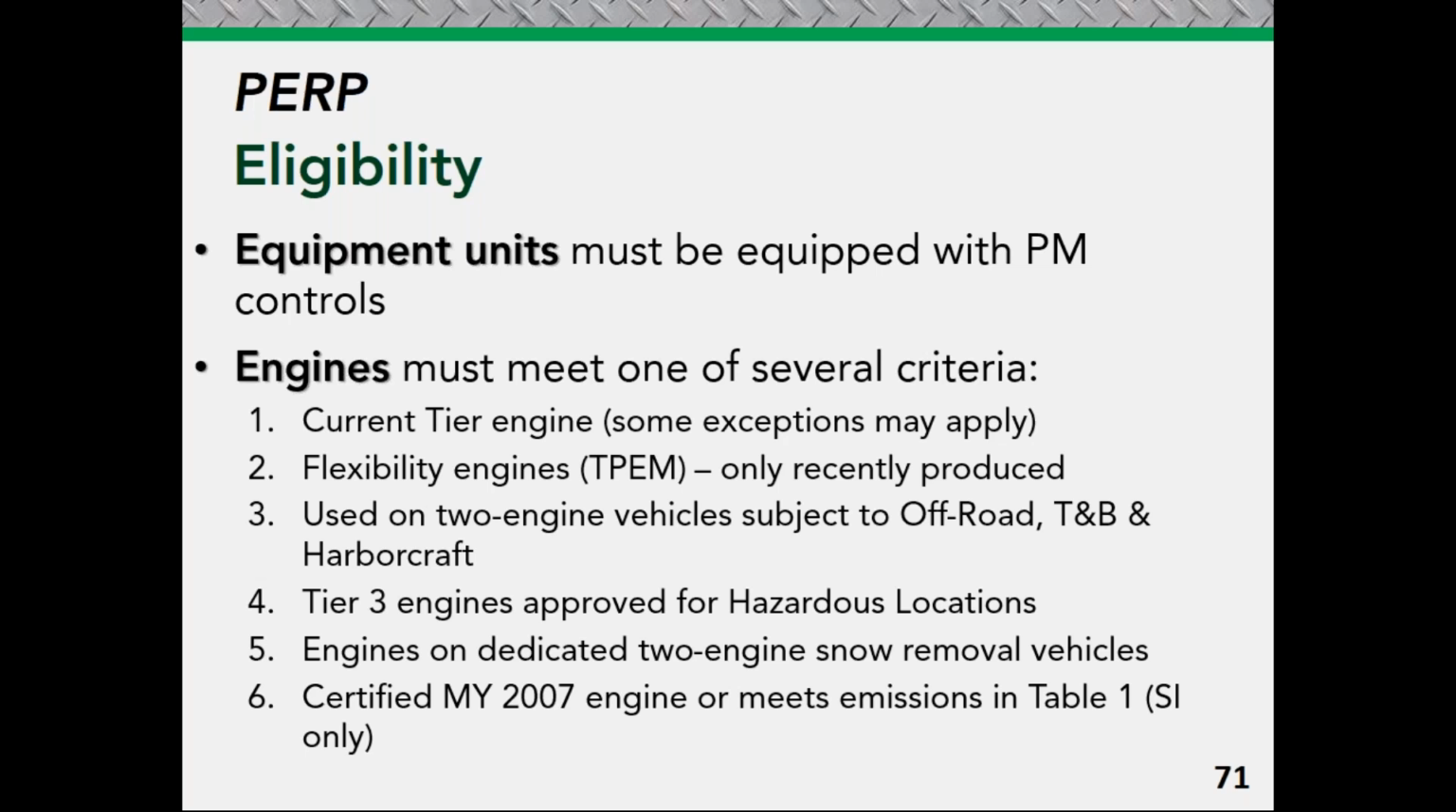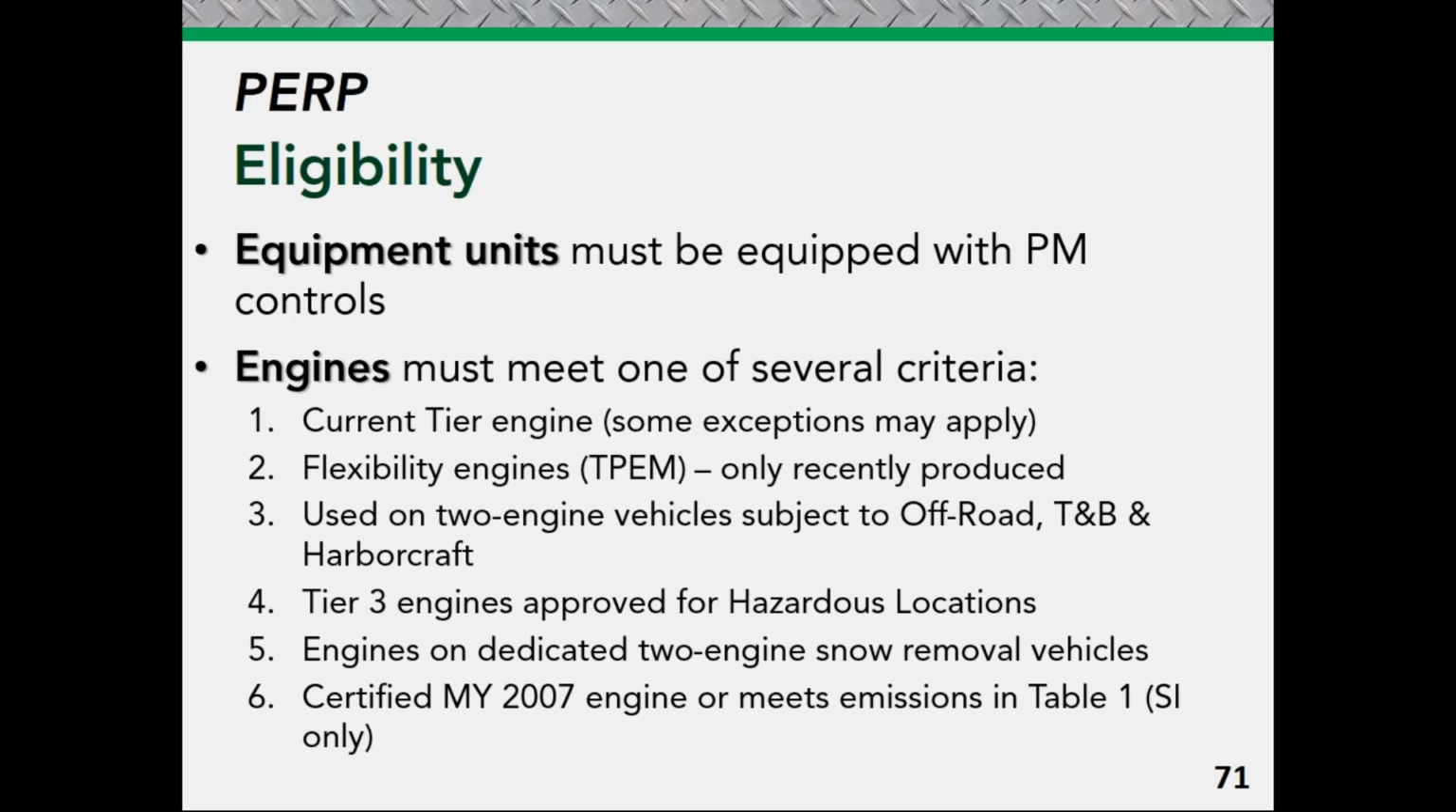If you have an engine that is part of a two-engine vehicle for either the off-road regulation, the on-road truck and bus rule, or the harbor craft regulation, because those rules actually encapsulate the secondary engine's emissions as well, we will take those typically regardless of what the tier is, except we do not accept Tier 0 engines in that case.